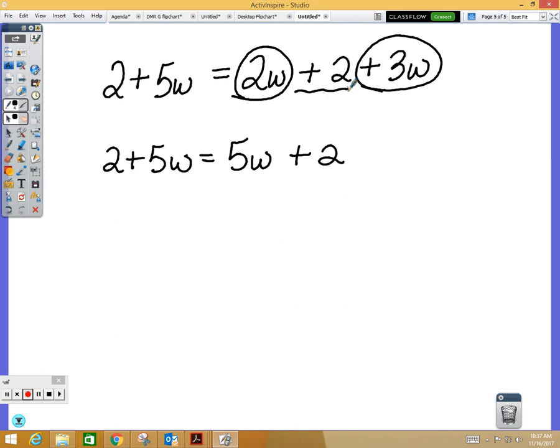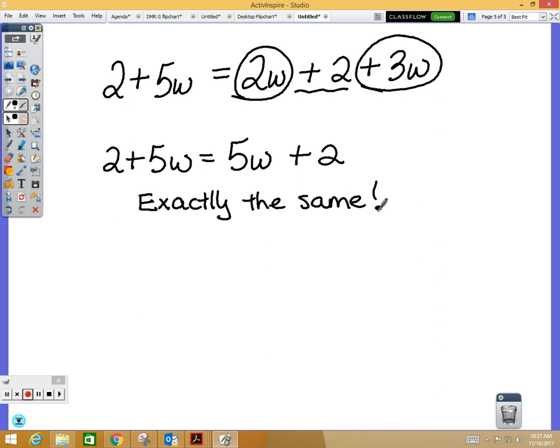So they're exactly the same. Do you notice that the terms on each side are exactly the same? I know they're in a different order, but I have a positive 2 on both sides, and I have a positive 5w on both sides. So exactly the same.